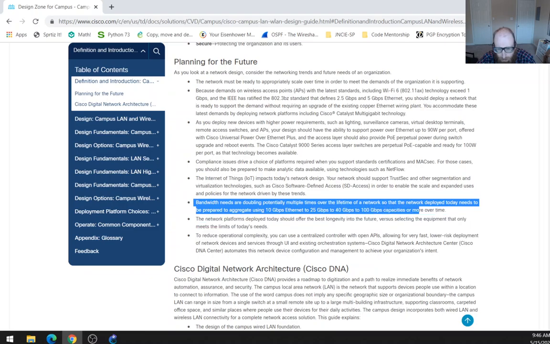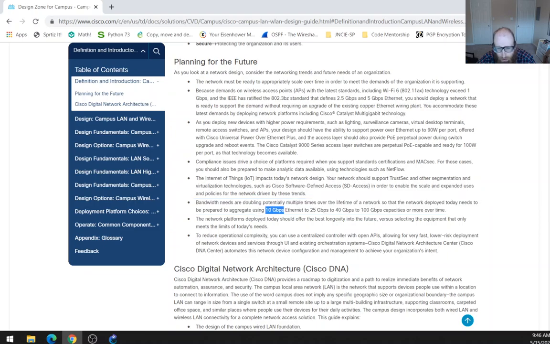Bandwidth needs are doubling exponentially multiple times over the lifetime of a network, so the network deployed today needs to be prepared to aggregate using 100 gigabit per second Ethernet and 25 gigabit per second to 40 gigabit per second to 100 gigabit per second capacities or more over time.